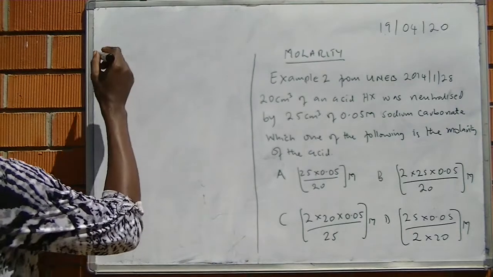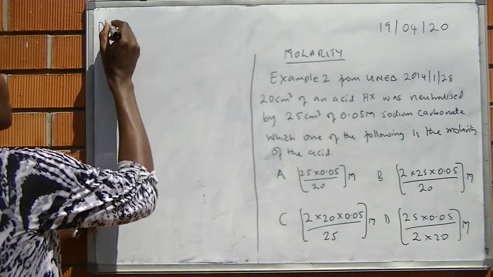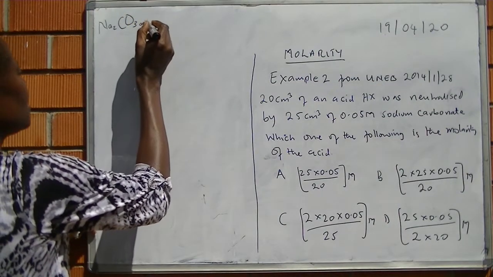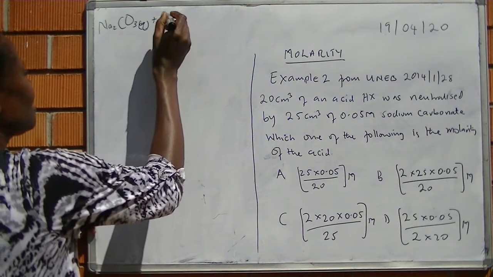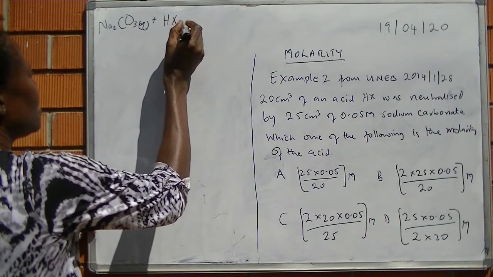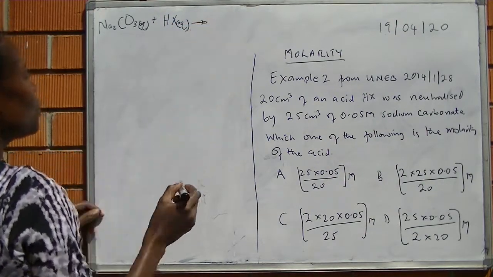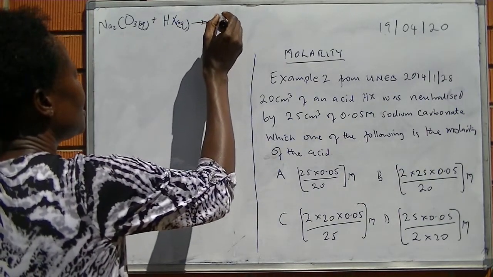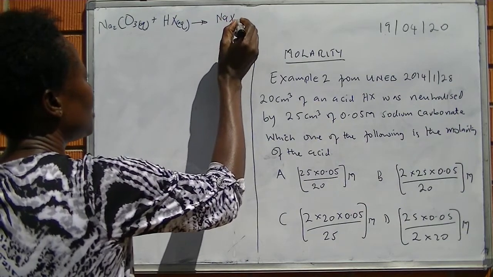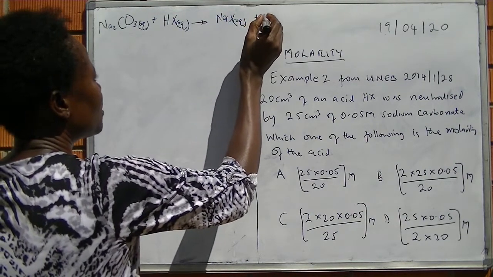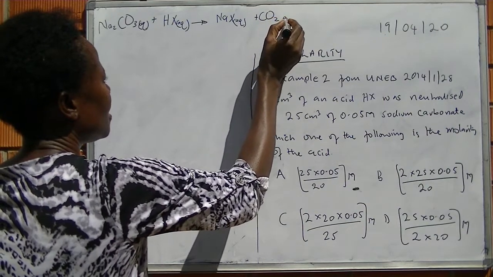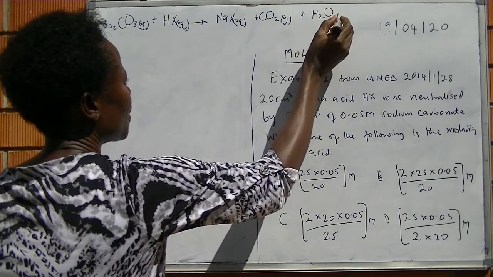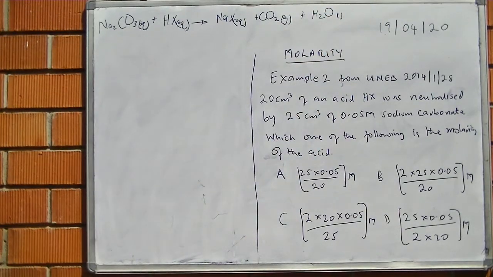So for this case, sodium carbonate plus the acid, we said it will produce a salt. The salt is sodium X, carbon dioxide and water. So we have to balance the equation.